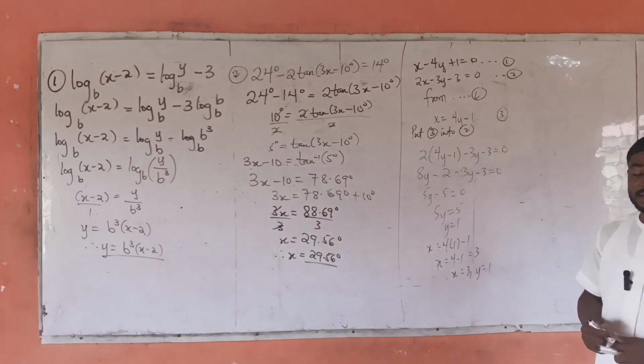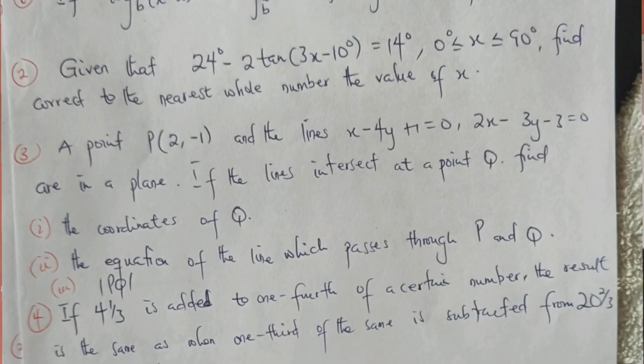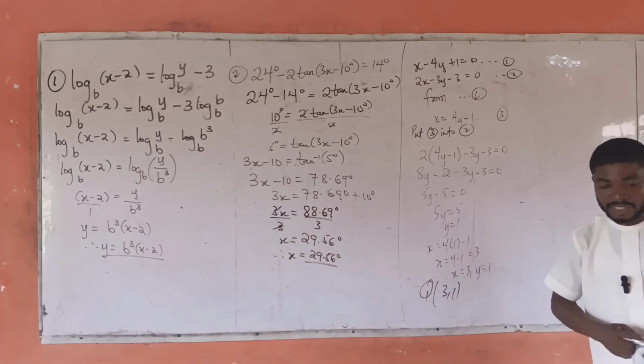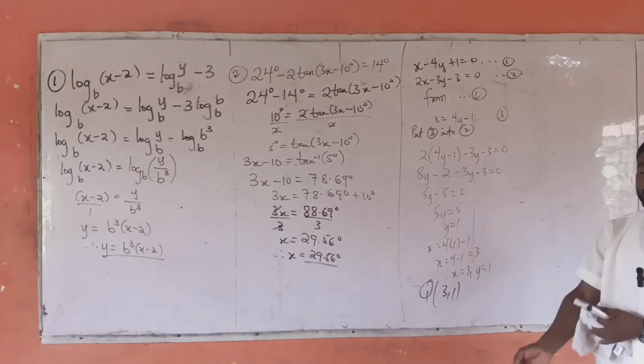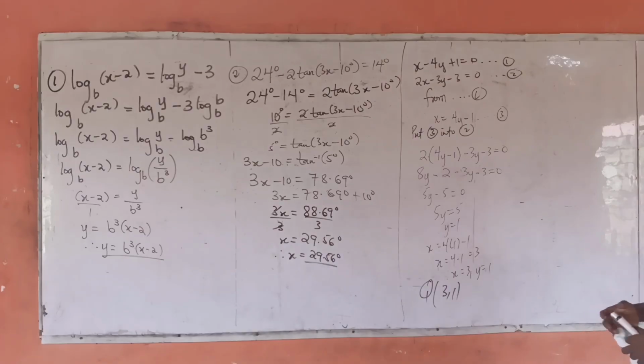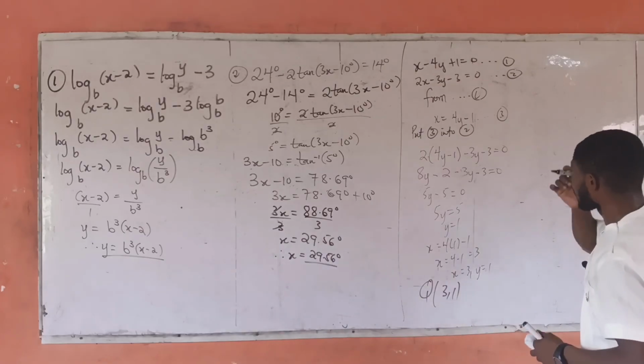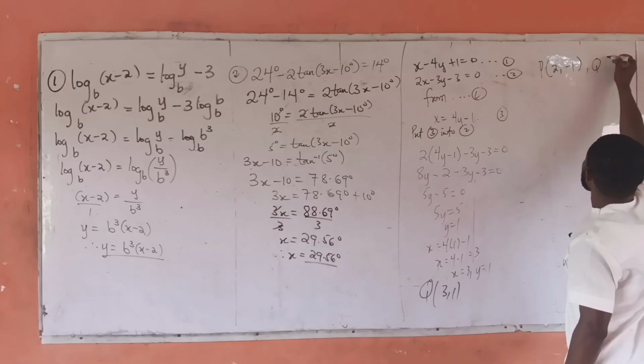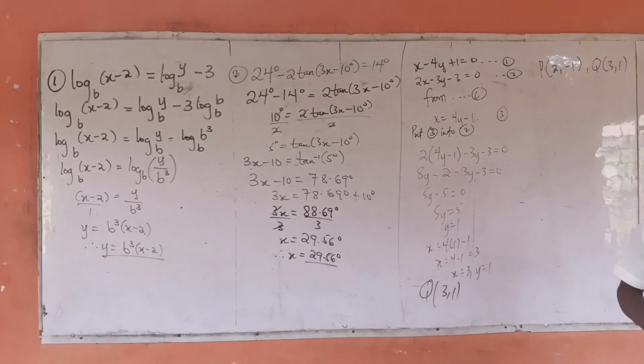But the question asks us to find, first of all, from the screens again, the coordinates of Q. So the coordinates of Q is what we have gotten as 3, 1. And then the equation of the line which passes through the points P and then Q. P was giving us 2, minus 1. And then we have Q as 3 and then 1.